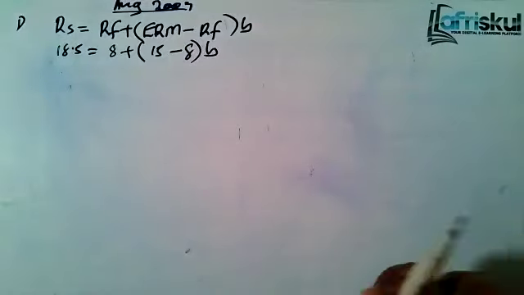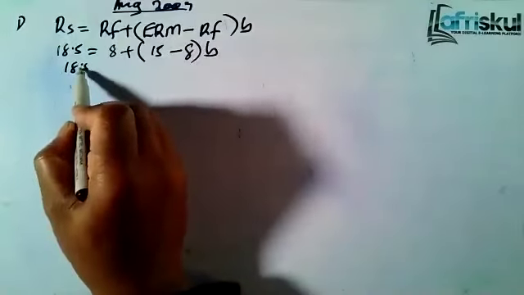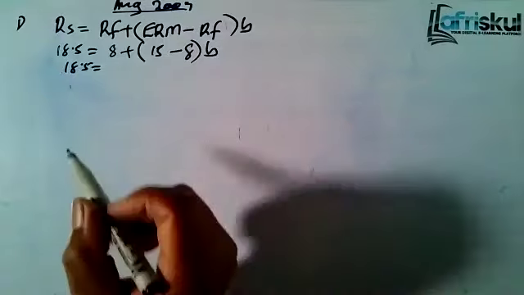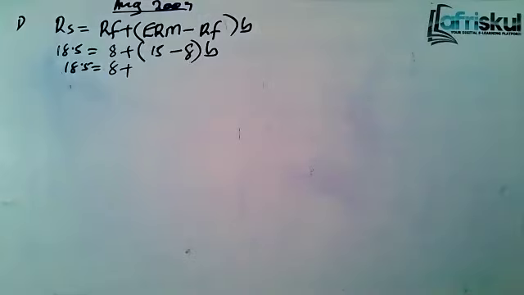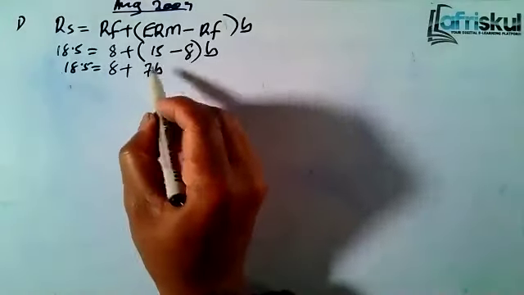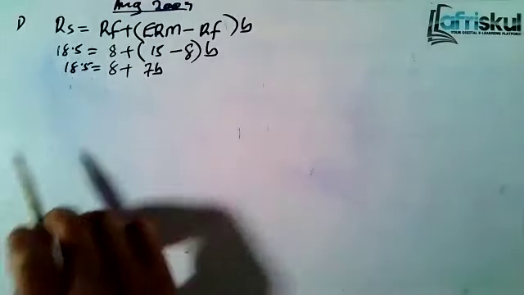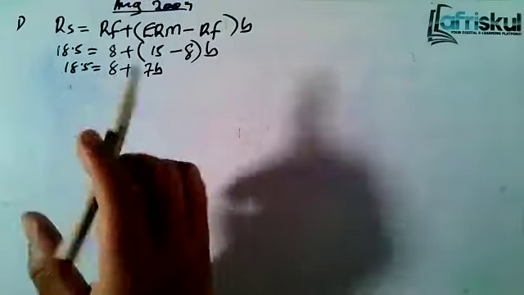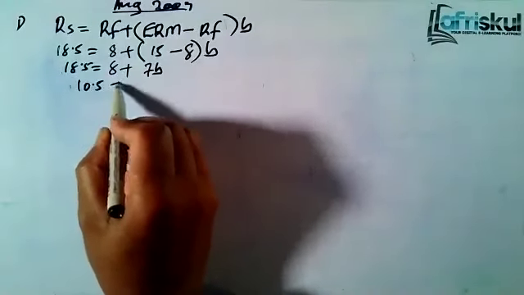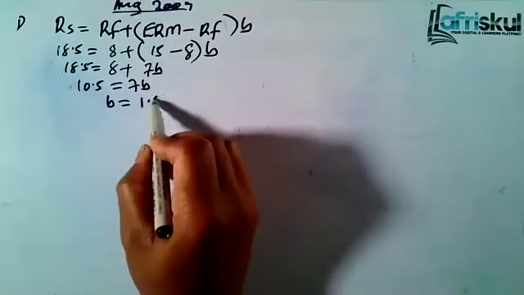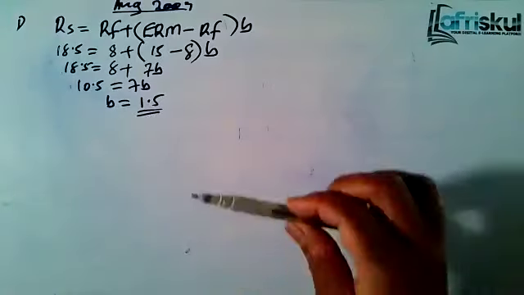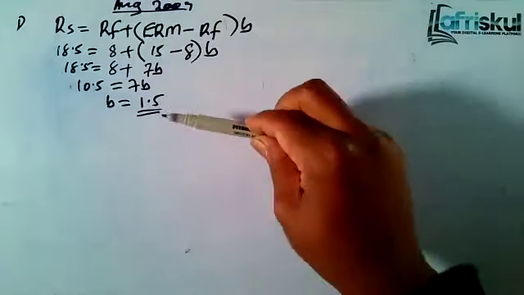So how do we substitute that? 18.5 is equal to 8 plus, you take 15 minus 8, you get 7, so 7B. Then you take the 8 to the other side: 18.5 minus 8, you get 10.5 equals 7B. That means your B is 1.5. This is the beta for Maridadi Limited.